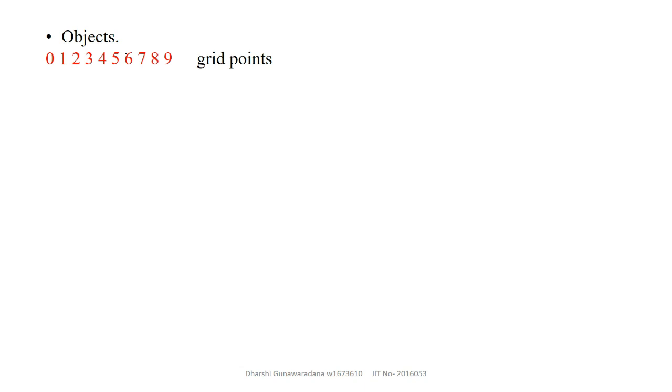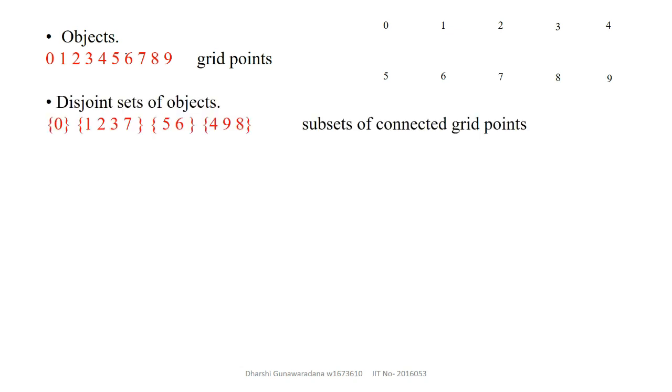Points 0, 1, 2, 3, 4, 5, 6, 7, 8, 9 are disjoint sets of objects, which means subsets of connected grid points. They have 4 connected components. First component: 0. Second component: 1, 2, 3, 7. Third component: 5, 6. Fourth component: 4, 9, 8.